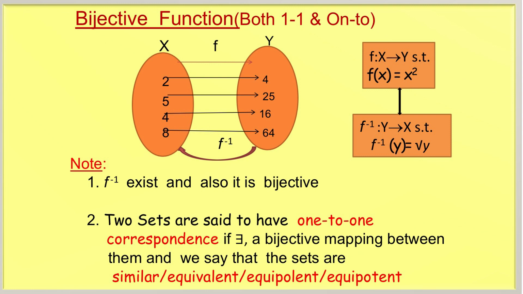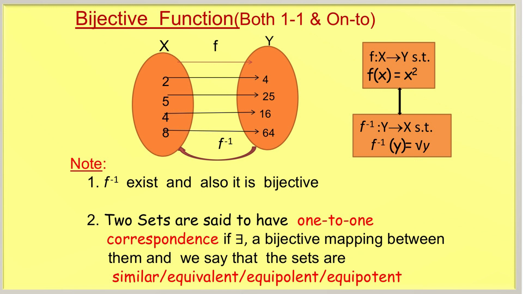f is a function from x to y. In the domain set there are elements 2, 5, 4, 8 and in the codomain set there are 4, 25, 16 and 64. Here 2 goes to 4, 5 goes to 25, 2 squared is equal to 4, 5 squared is equal to 25, 4 squared is equal to 16. The function is defined mathematically as f is a function from x to y such that f(x) is equal to x squared. Now, this is a bijective function.